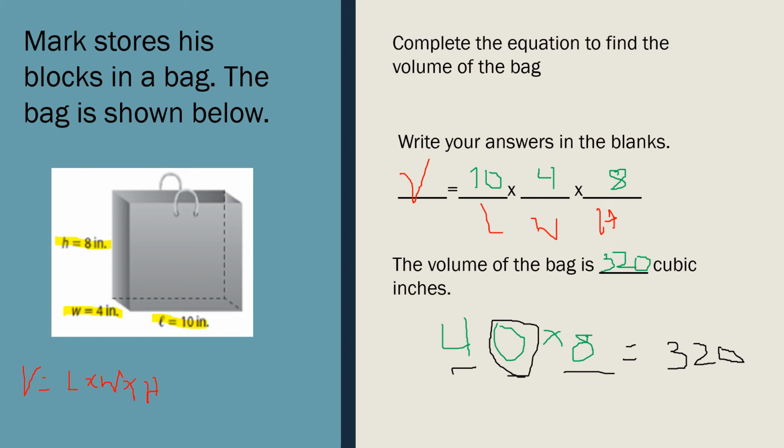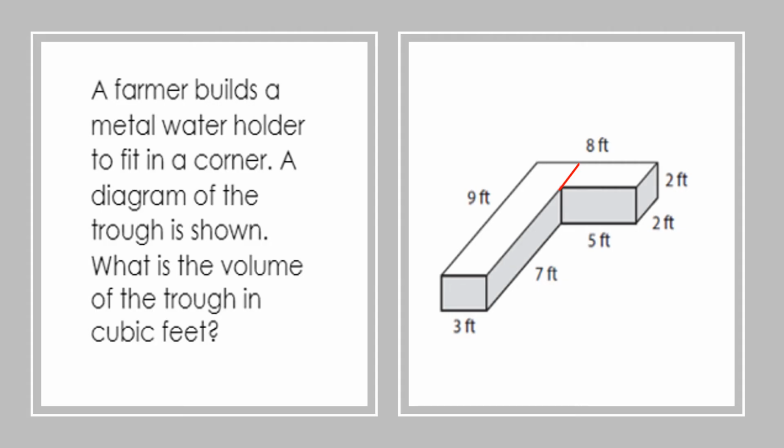So here's our last volume problem. Now again, this one is going to another level. Let's look at it. Here we go. It says, a farmer builds a metal water holder to fit in a corner. A diagram of the trough is shown. What is the volume of the trough in cubic feet? Wow. See, automatically, this is what I saw. I'm like, this is huge.